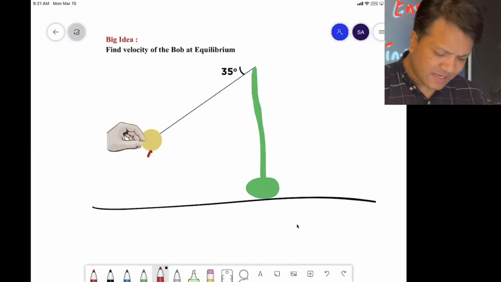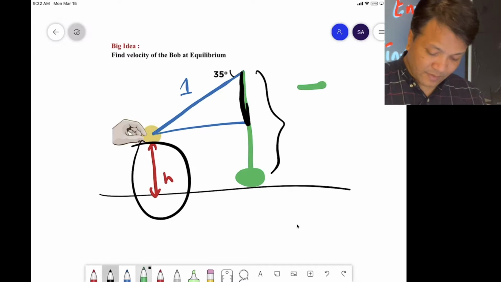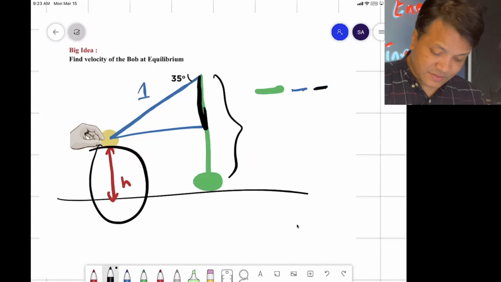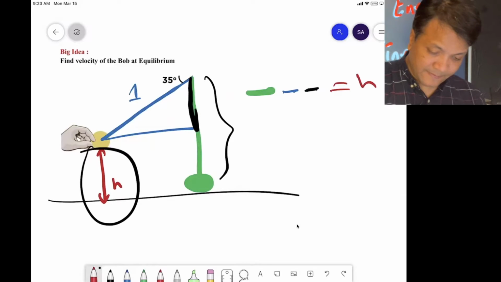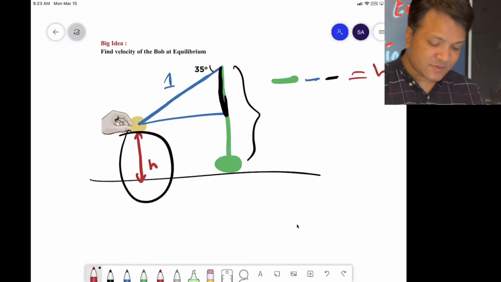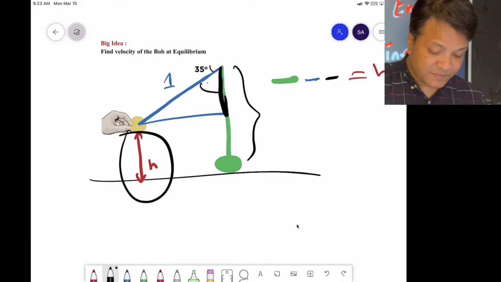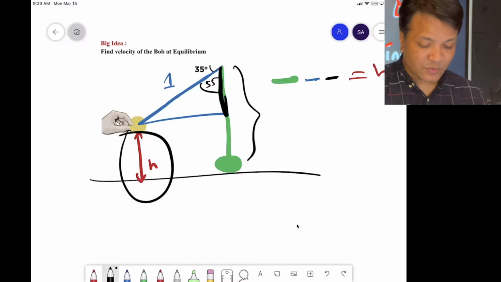Now what is height? This is the height. The green minus this dark one is going to be equal to height. Okay, this is our goal. Now how can we find this dark one? Well, it's so simple. It's by trigonometry. So this is 55.